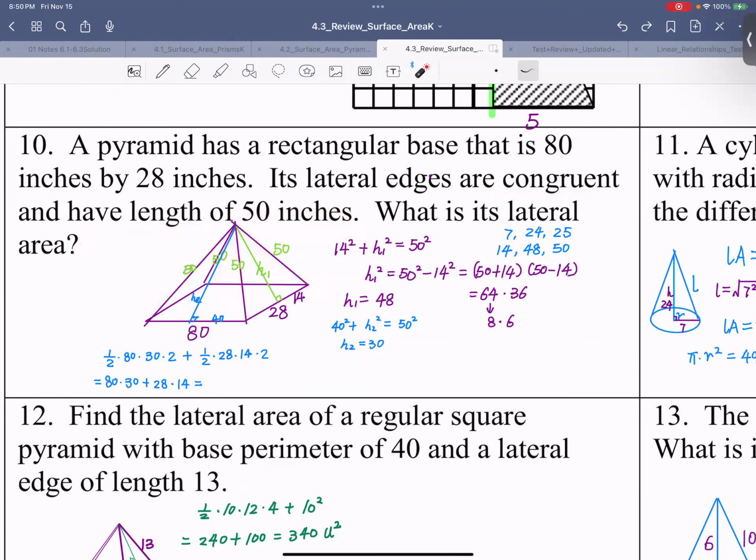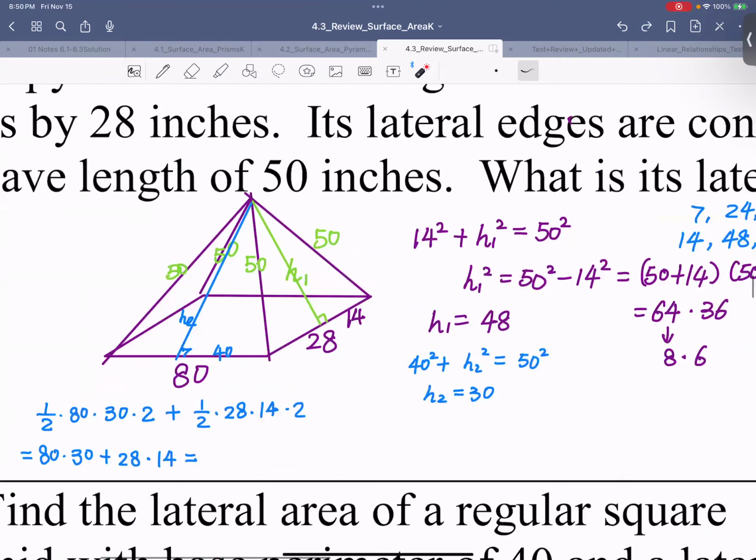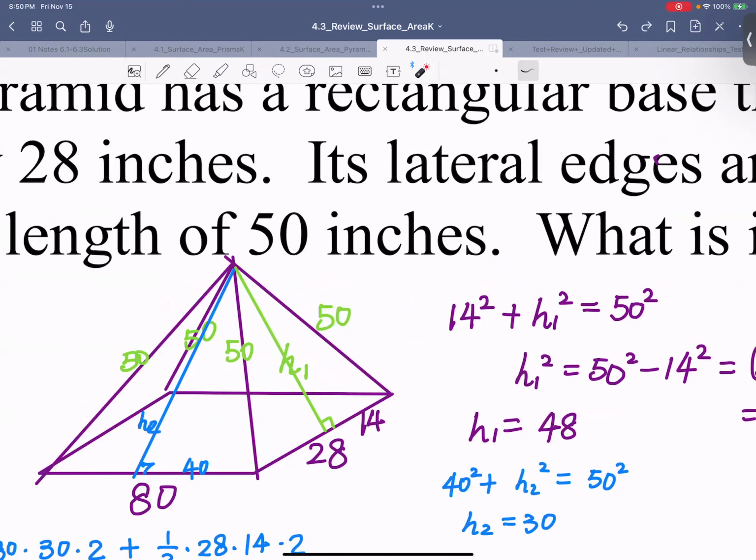And then you have this as 80 and this as 28. This total is 80. This total is 28. Then that piece will be 40. That piece will be 14. Now look at here. This is 50, this is 40, and the slant height is perpendicular to this side.